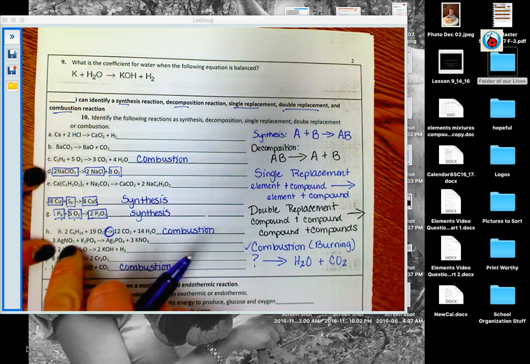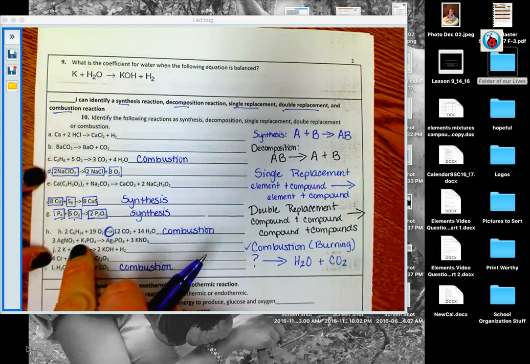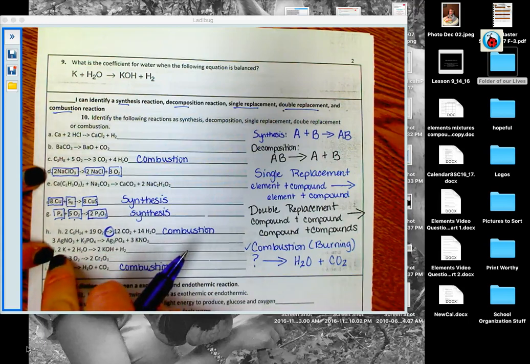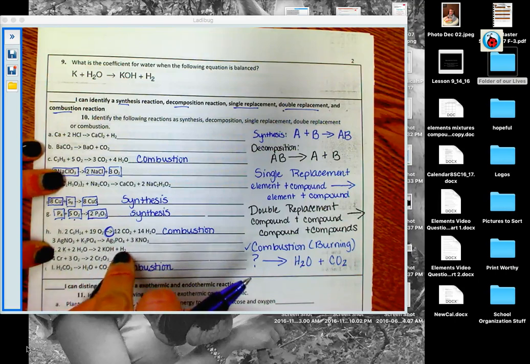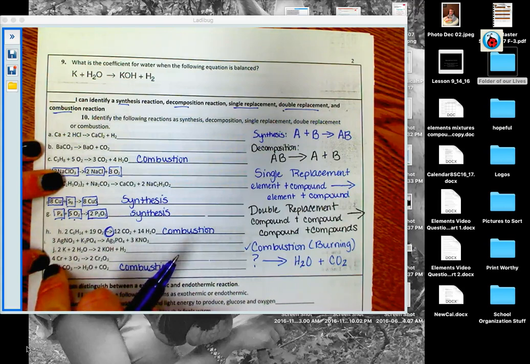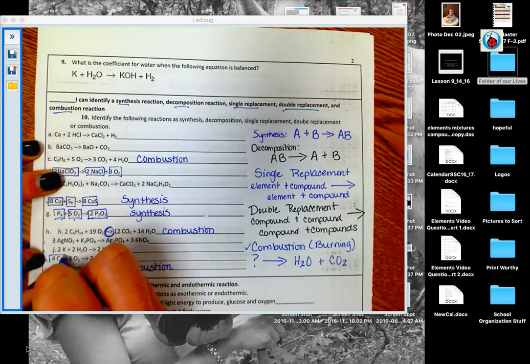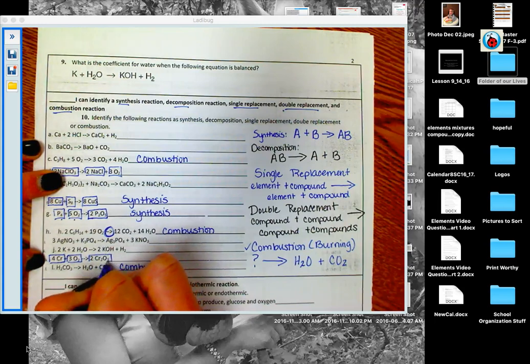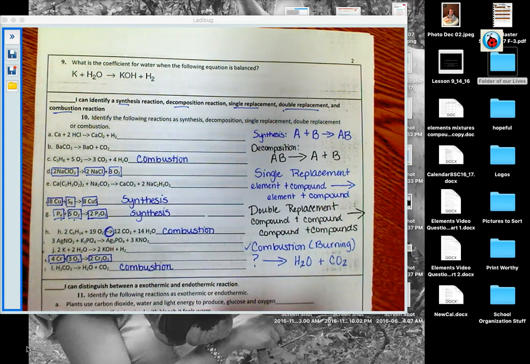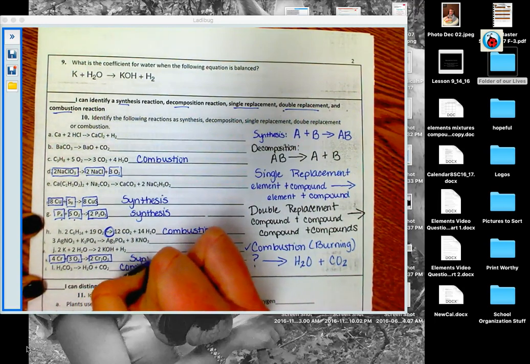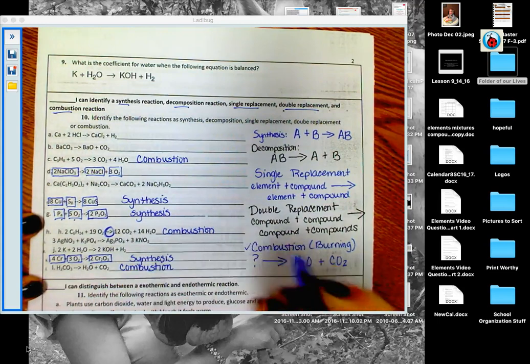The silver, AgNO3, has 1, 2, 3, 4, so that doesn't qualify. This one has got 2K and 2 water, so that one doesn't qualify. And the last one that we have available is 4Cr. That one looks like it might. So we have 4Cr plus 3O2 yields 2Cr2O3. And so you have A plus B yields AB. So this is also synthesis.